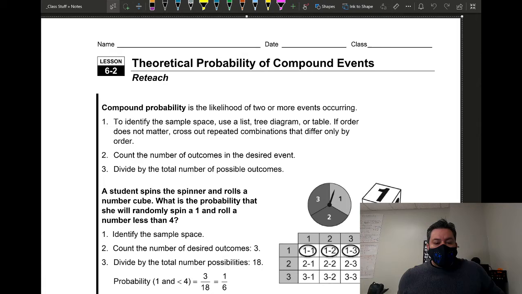Now, theoretical probability of compound events. Just like before, when we talked about theoretical probability of single events, this is just going to be the continuation of that. Single event meant only one. Compound is going to be more than one.